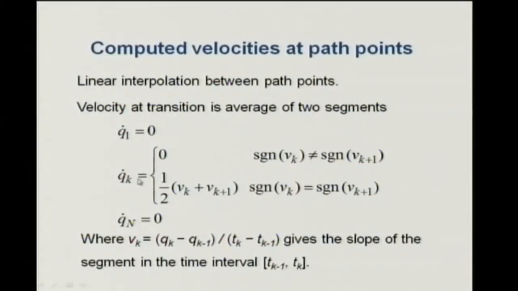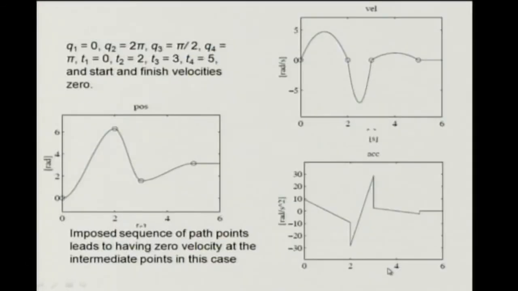So this is not derived from any theoretical or kinematic consideration. This is a practical consideration based on motor control. If the signs in two segments are opposite, then you make q dot at k equal to 0. And finally, you again land at rest. So you just recompute this, and you get this kind of structure coming out of the whole thing.